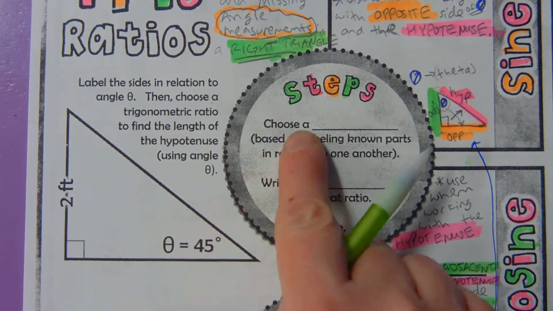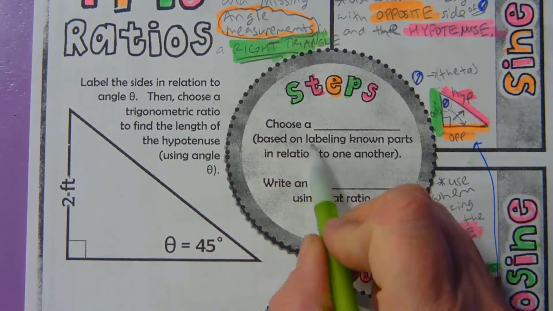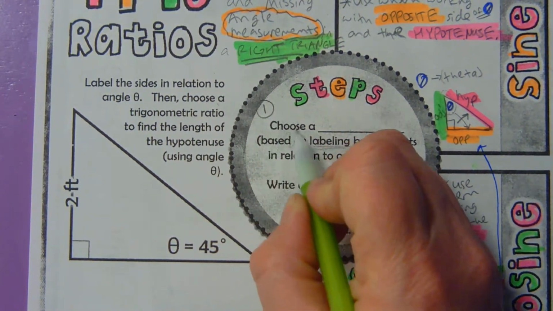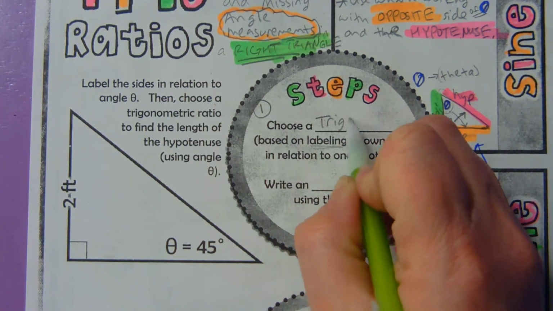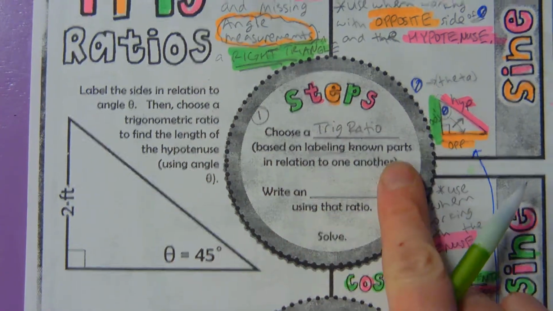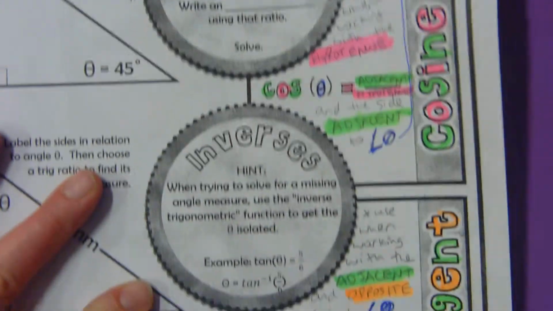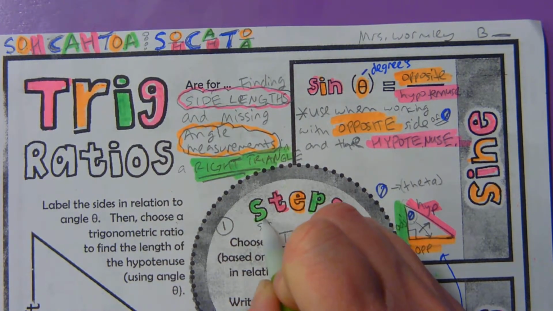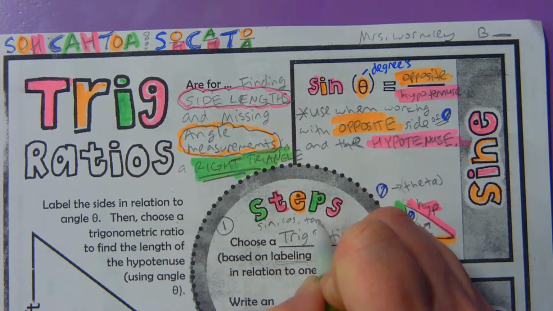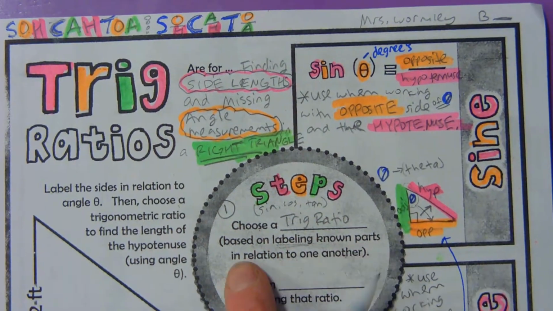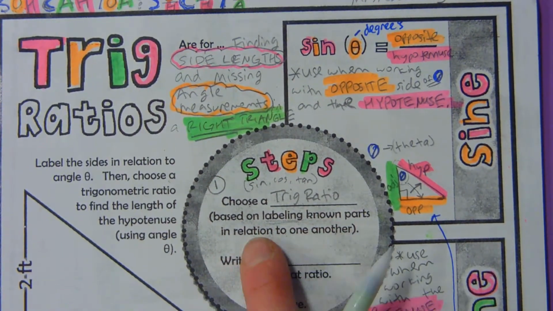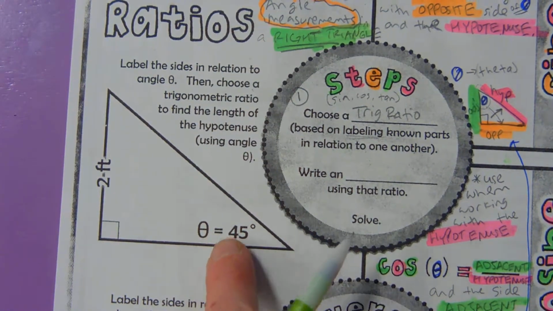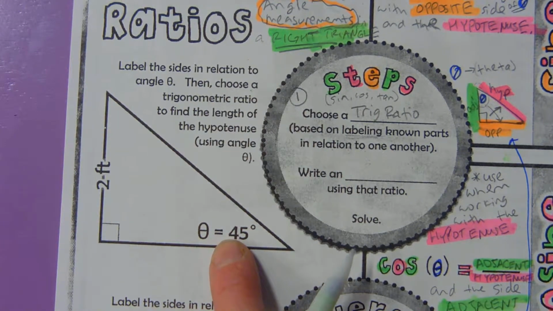So they say step 1 is choose a trig ratio based on labeling known parts in relation to one another. So that would be, are we going to do sine, cosine, or tangent? So I'll put sine, cosine, or tangent. That's what you're choosing from. Based on labeling the known parts in relation to one another. So I know theta, and I'm going to use theta to label my triangle. So we'll do that in a second.